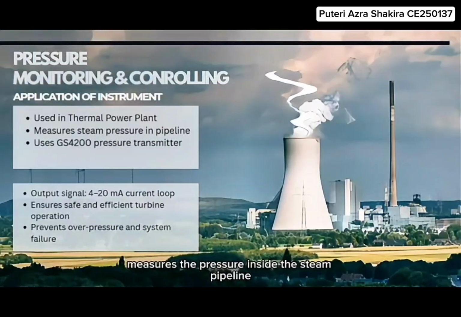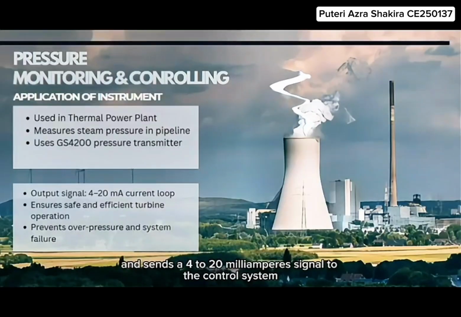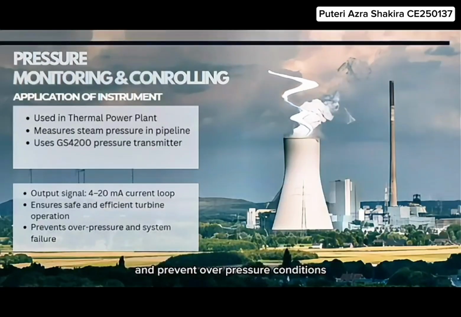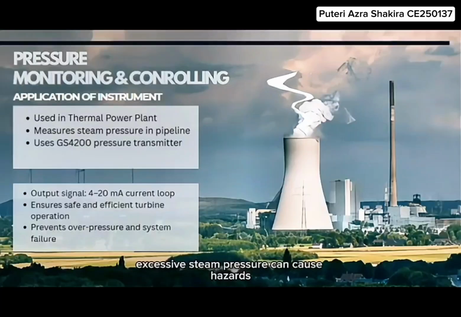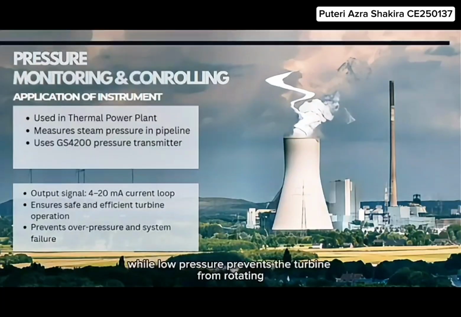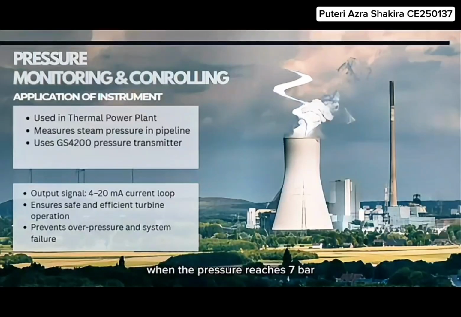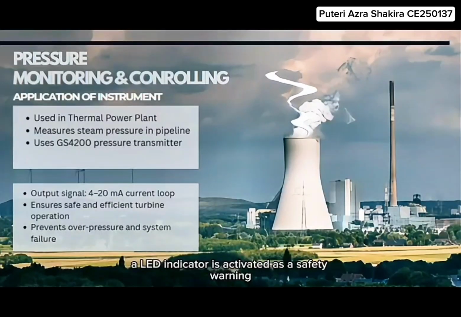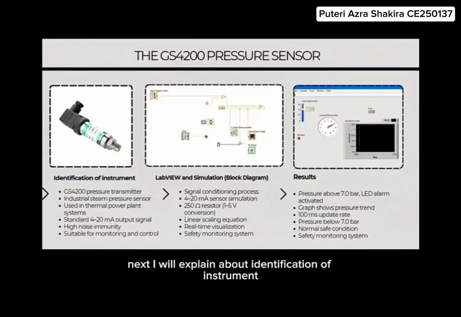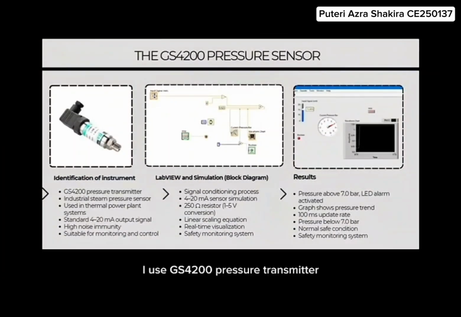The GS4200 pressure transmitter measures the pressure inside the steam pipeline and sends a 4 to 20 mA signal to the control system. This allows continuous monitoring to ensure safe operation and prevent overpressure conditions. Excessive steam pressure can cause hazards such as pipe rupture or boiler explosion, while low pressure prevents the turbine from rotating. When the pressure reaches 7 bar, an LED indicator is activated as a safety warning.